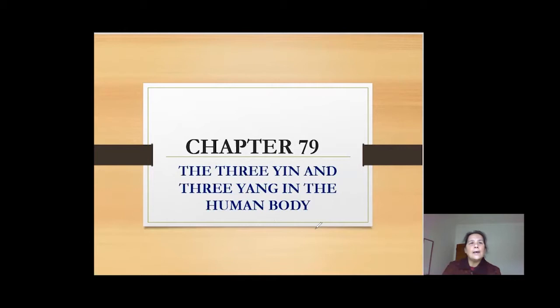So chapter 79, we discuss yin and yang. What do we discuss about yin and yang? We talk about three yin and three yang in the body. When we learn meridians, we know we have three yin meridians and three yang meridians. So basically, in this chapter, we discuss these three yin and three yang.